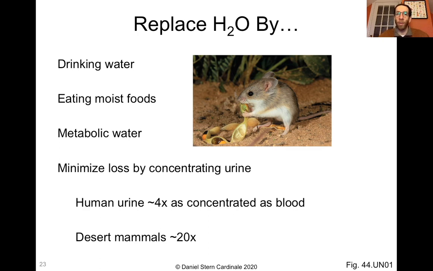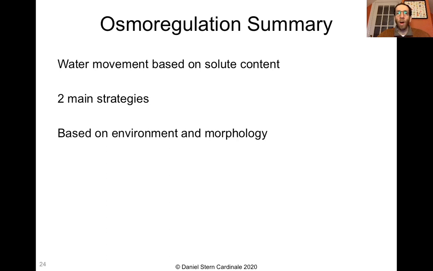Well, desert mammals take it a step further. Their urine can be up to 20 times as concentrated as their blood, which means they are severely limiting the amount of water that they're losing via excretion. So this is really important if you live in an environment where you don't have the opportunity to drink a whole lot of water.